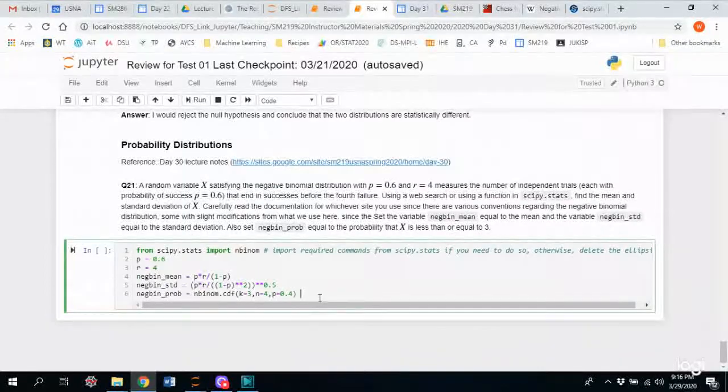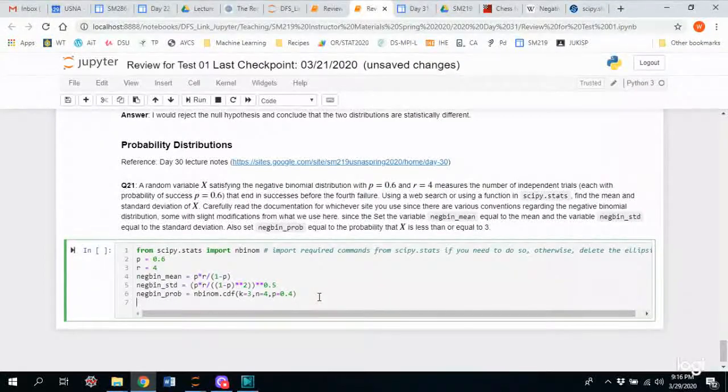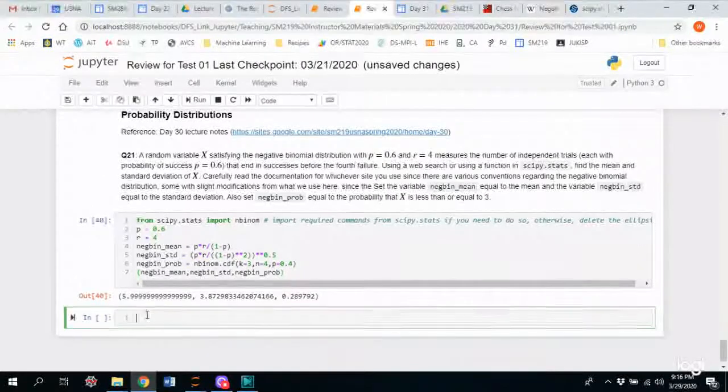And then at the end, we want to be able, hopefully, to see all of these things: neg-bin mean, neg-bin standard, and neg-bin prob. And here we see that the mean is essentially 6, the standard deviation is 3.87, and the probability of having 3 or fewer heads, in our case, before getting the fourth tail is 0.289, about 29%.